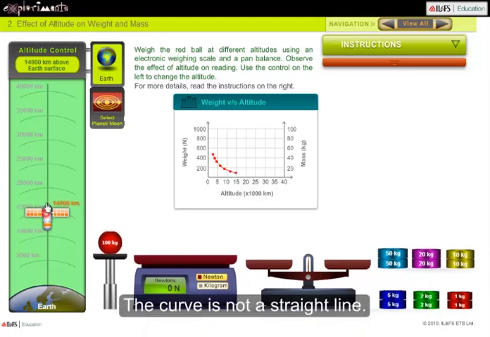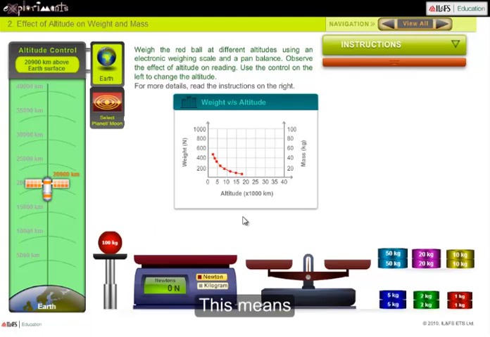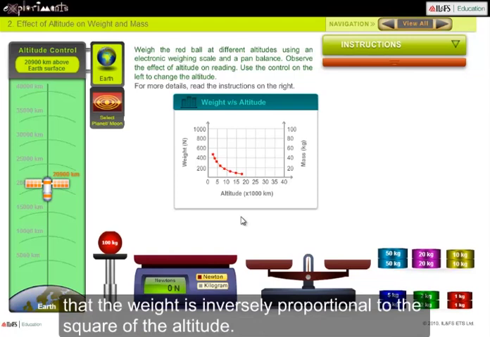The curve is not a straight line. This curve is characteristic of an inverse square relationship. This means that the weight is inversely proportional to the square of the altitude.